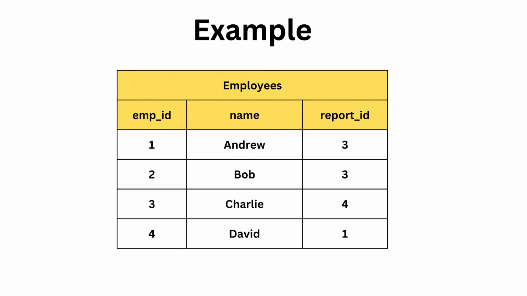For example, here I can see that Andrew, employee number 1, sends a report to employee ID number 3, which happens to be Charlie. So Andrew's sending reports to Charlie. Bob's also sending reports to Charlie. Charlie is sending reports to employee ID number 4. So that's David. So Charlie reports to David. And then David sends reports to employee number 1, which is Andrew.